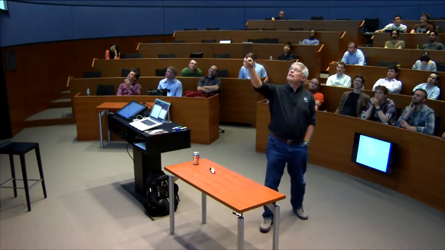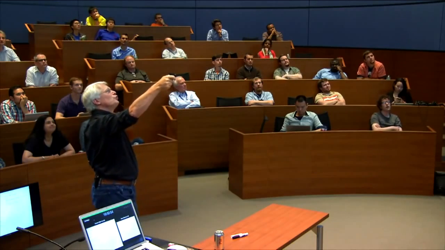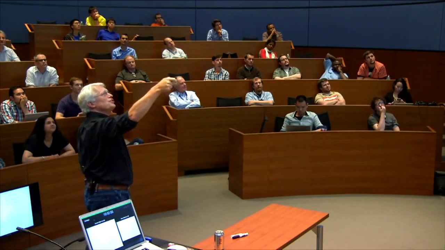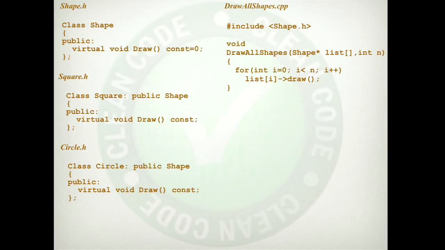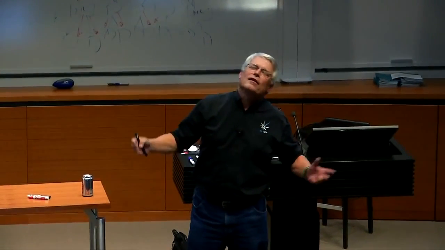Class shape has a draw function. This is C++, but don't let that worry you. Class square derives from shape. It also has a draw function. Class circle derives from shape. It also has a draw function. And look at draw all shapes, the elegance, the glory, the beauty of it all. Draw all shapes loops through the shapes and just tells each one to draw itself. Oh, God.